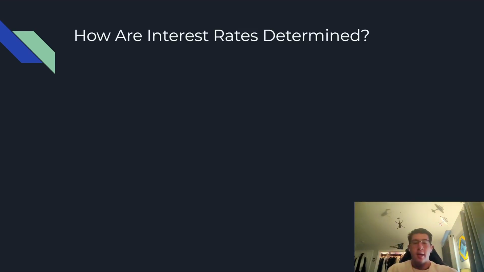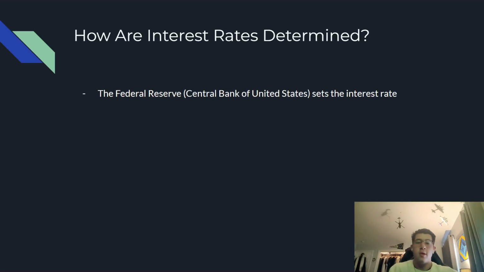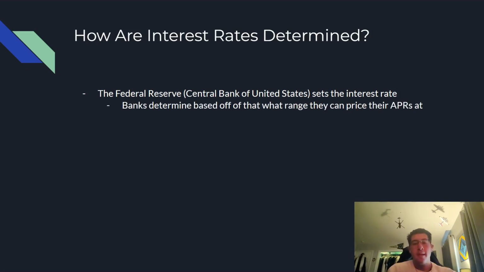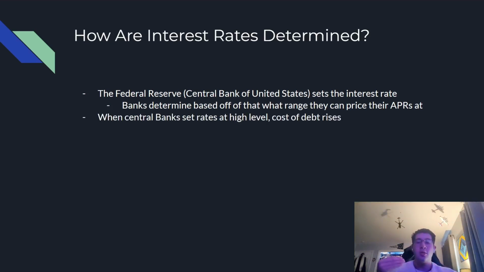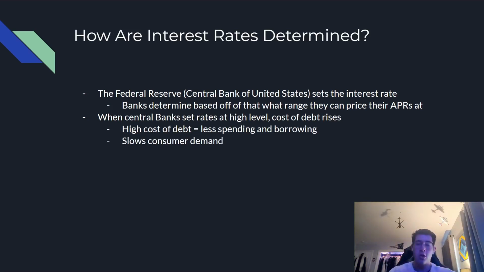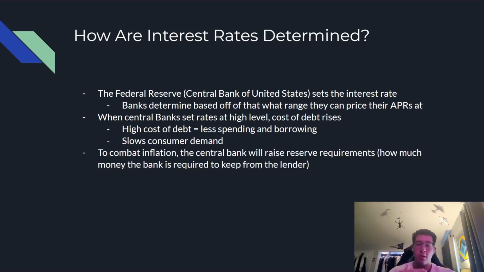That's the first macroeconomic factor. And how are they determined? Well, you've got the Fed, which is the central bank of the United States, which essentially sets the interest rates. And based on this, the banks determine what range they can price their APRs at. When central banks set the interest rates at a high level, the cost of debt rises. People are not going to want to spend as much, and they're not going to want to borrow as much, which means less spending, which means slower consumer demand.